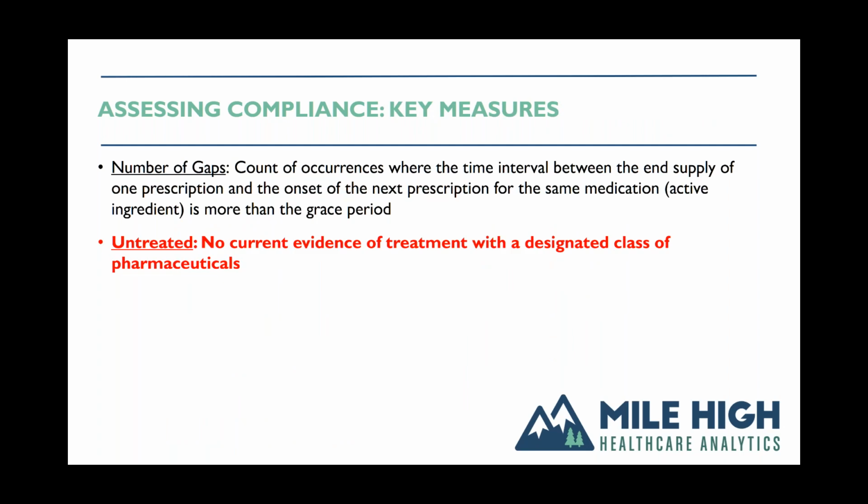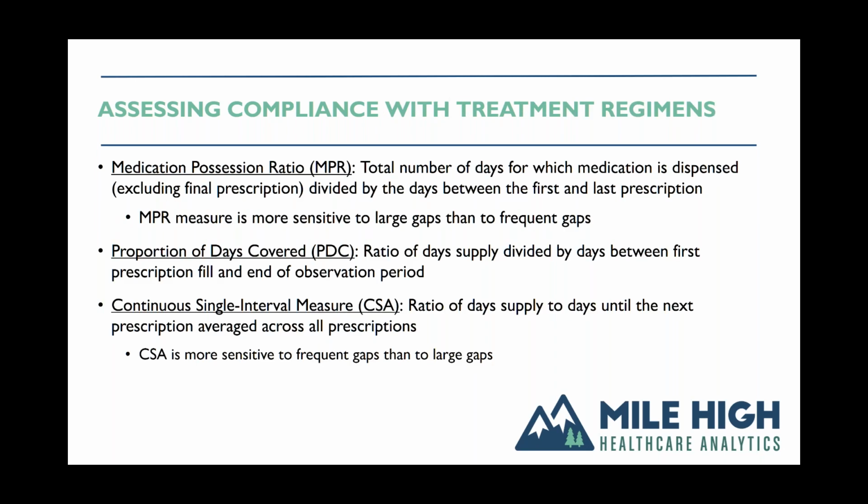It basically tells you whether there are treatment gaps and how many there are at the member level, and then it identifies people for which there's no evidence of treatment in the data that was submitted with the designated class of pharmaceuticals. So you can use this system to identify people who are not being treated or are not taking their medication properly to be treated for a particular disease.